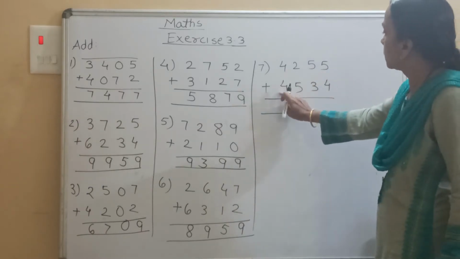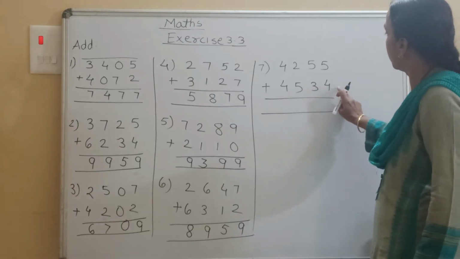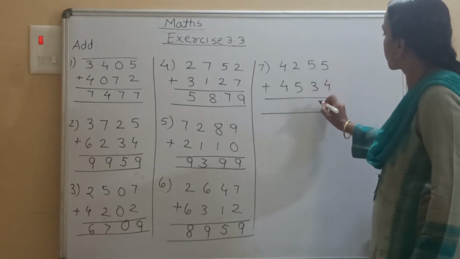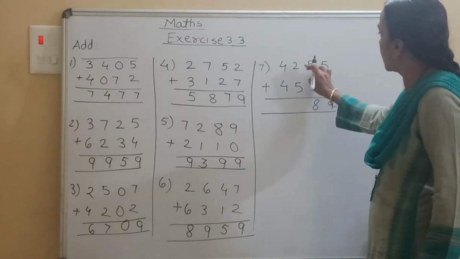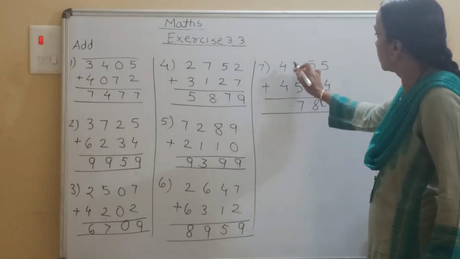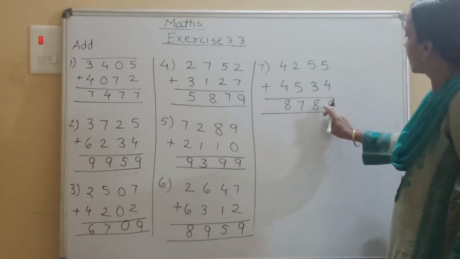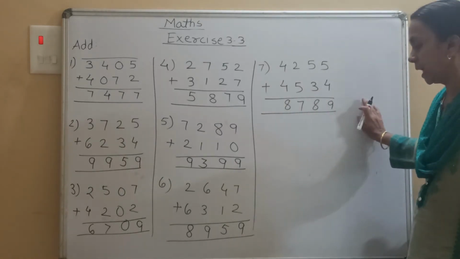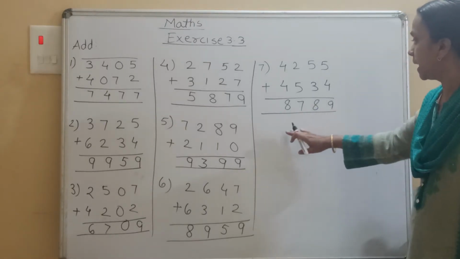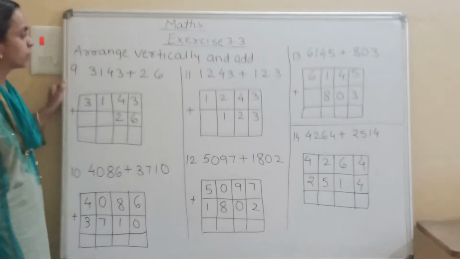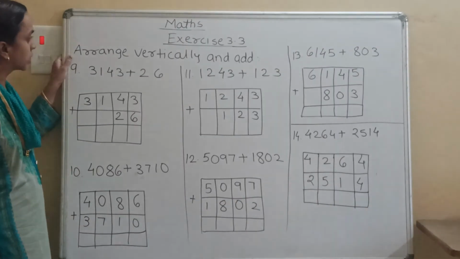Now see seventh example, 4255 plus 4534. 5 plus 4, 9. 5 plus 3, 8. 5 plus 2, 7. 4 plus 4, 8. Answer is 8789. And eighth example, that is for your homework. Now see next question. What is that?